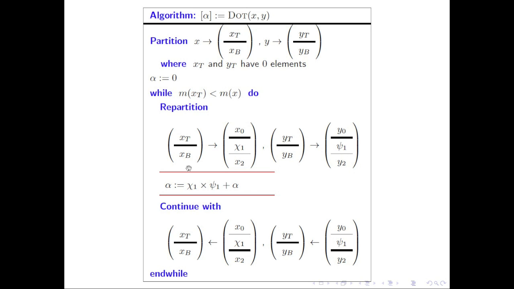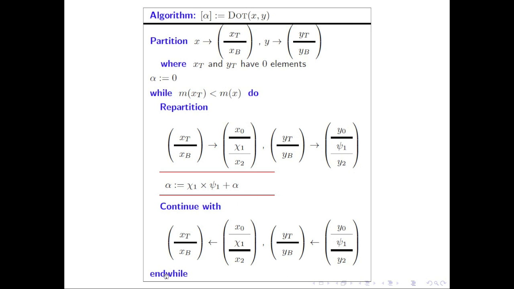In this iteration, we now multiply the exposed elements chi1 and psi1 and add them to what is currently in variable alpha. We are then finished with chi1 and psi1, so we add them to x top and y top. Notice how the thick line has meaning. It tells us how x0, chi1, and x2 are part of x top and x bottom, and how y0, psi1, and y2 are part of y top and y bottom.